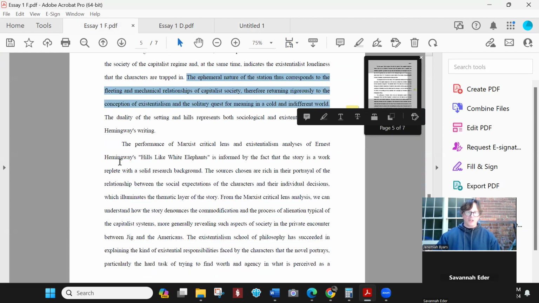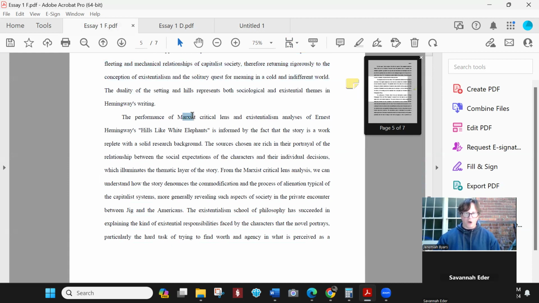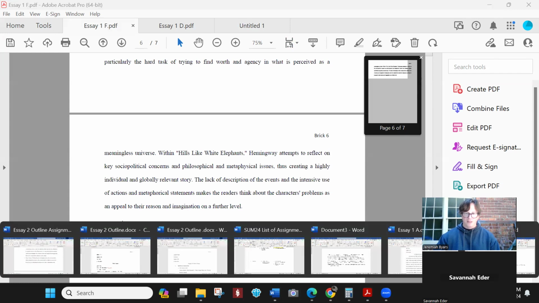The performance of Marxist critical lens existential analysis of Ernest Hemingway's Hills Like White Elephants is informed by the fact that the story is a work replete with a solid research background. Okay, so I guarantee this person went to AI and said, write me a paper that applies a Marxist critical lens and existentialist analysis of Ernest Hemingway's Hills Like White Elephants. That's what they typed in. And all this is what's created. This final paragraph is not about whether they liked it or not, or what they thought, or how they related to it.